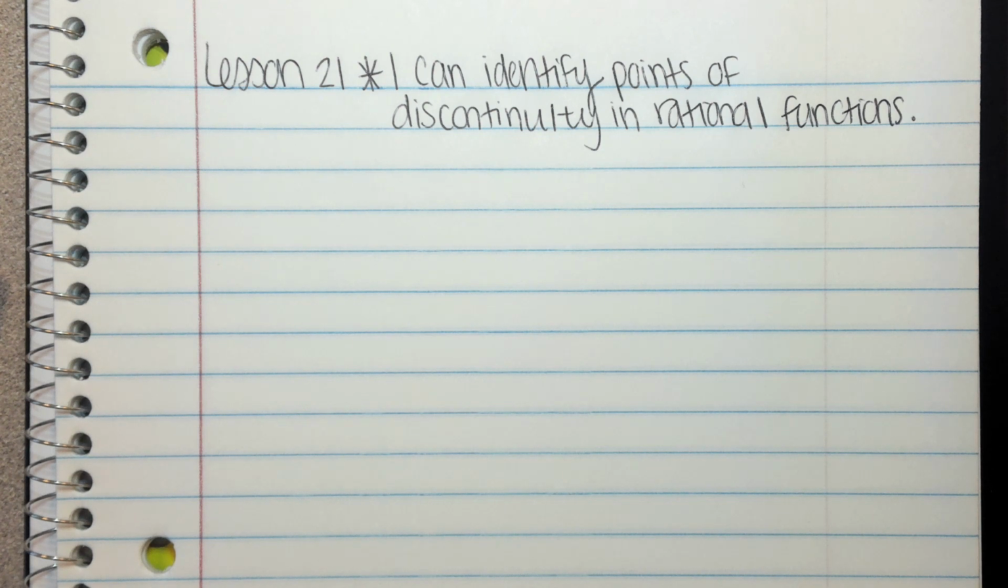Okay, today we're going to look at Lesson 21, and your I can statement or learning objective is: I can identify points of discontinuity. I always want to say that wrong. Discontinuity in rational functions. So you're going to notice that the name of your assignment today is Rational Expressions Mixed.